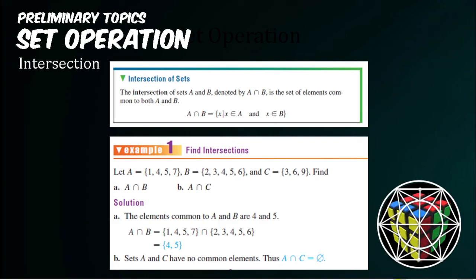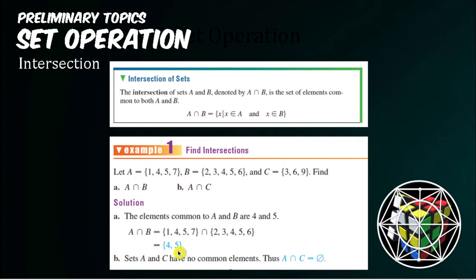Here is the definition. The intersection of sets A and B, denoted by that symbol, is the set of all elements common to both A and B. By notation, A intersection B is the set of all X such that X is an element of A, and we take note the word and, X is an element of set B. So, kailangan yung X present to both sets.